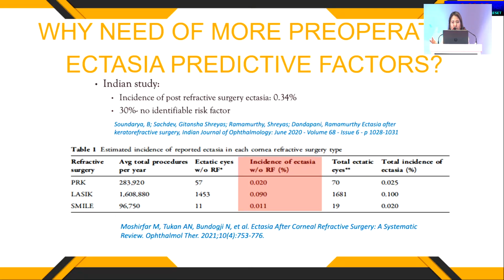We have Pentacam, we have the OCT, and then we have our own measurements. What is the need for this? So this is an Indian study which was published in 2020, which showed that up to 0.34% of the patients had post-refractive surgery ectasia, and in those patients, 30% did not have any identifiable risk factors. So they attribute the biomechanics to be the reason for this unaccounted risk factor.